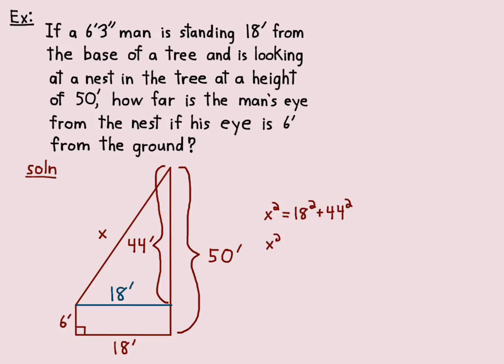Okay. Combine the two numbers. Use a calculator if you want. I get x squared equals 2,260. And then I just did the square root of 2,260, and I got 47.54 feet.